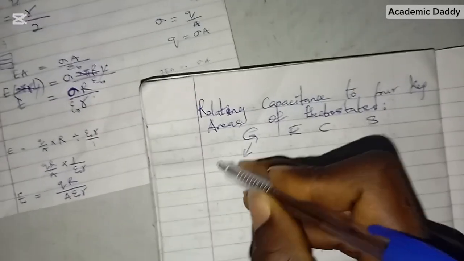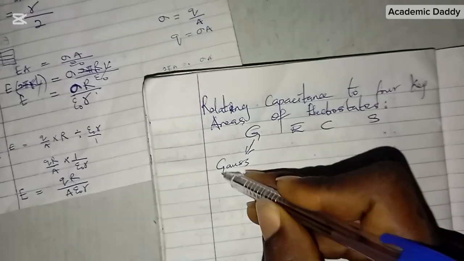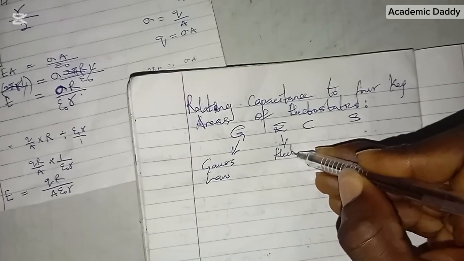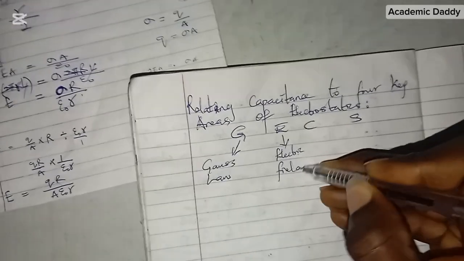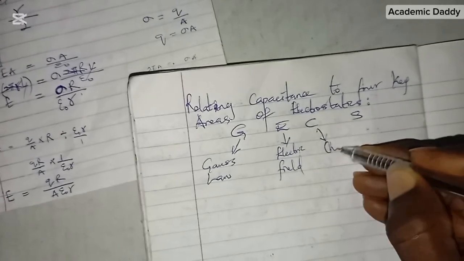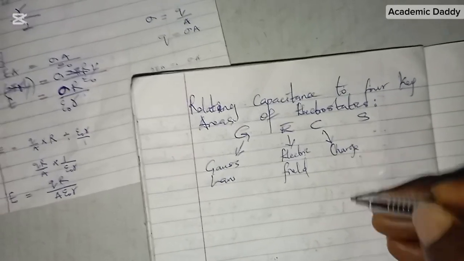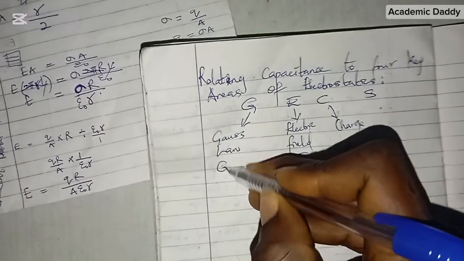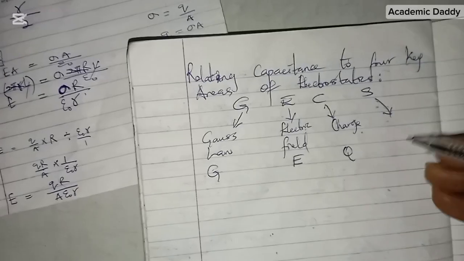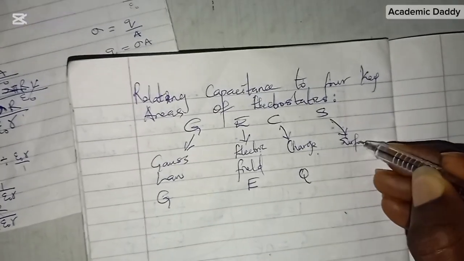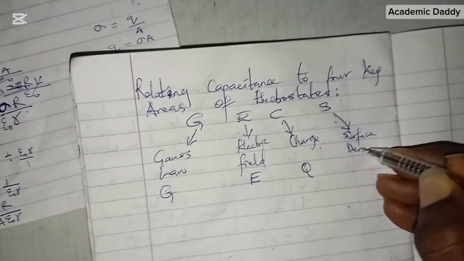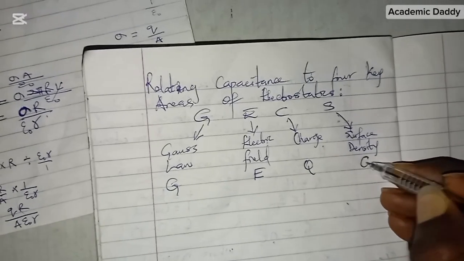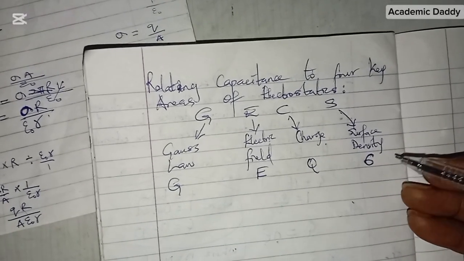That is relating it to Gauss law, to electric field, to charge. So charge Q, electric field E, and then to surface density. That means if you want, you can relate it to volume density or area density, whichever one. But remember, this one is for surface density.